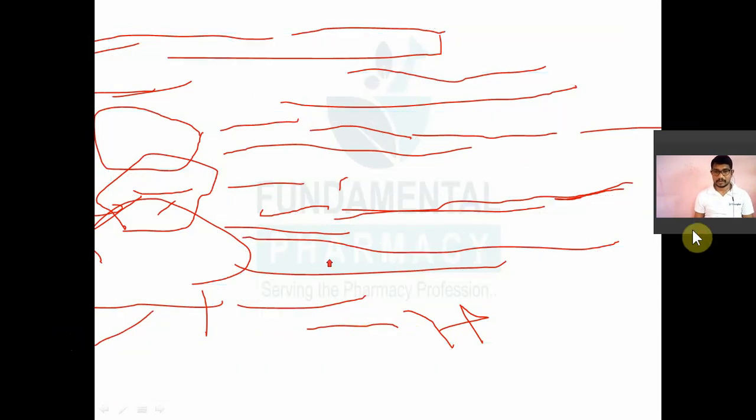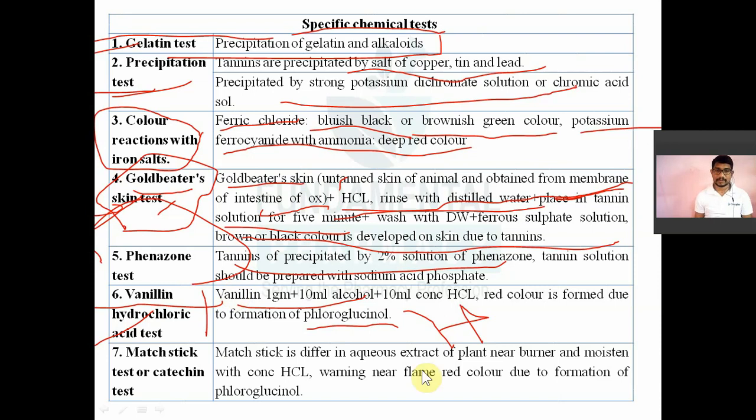So what happens in this vanillin hydrochloride acid test? Initially, because of the acid, the tannins are hydrolyzed and degraded. Chloroglycerol is a degradation product, a hydrolysis product of tannins. And then this chloroglycerol reacts with the vanillin to give the red color.